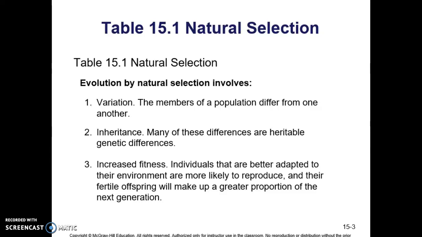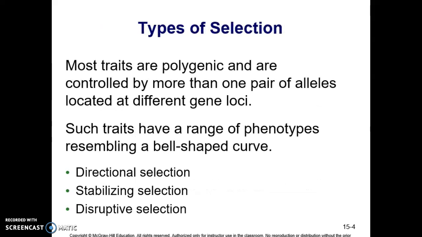Then we have to have this pressure of increased fitness. That, again, if you are more or better adapted for the environment, you're more likely to reproduce, and those offspring will make a greater proportion of the next generation. Okay? I'm going to do this next slide, and then we'll go into the specifics in the next lecture.